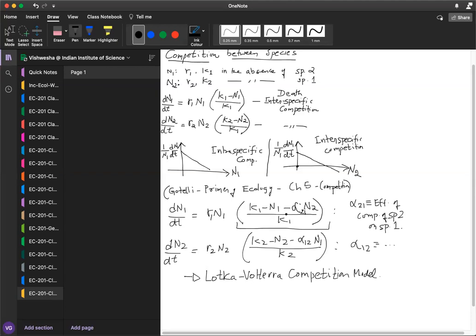So for a given value of N1, when N2 was 0, what's the value of the per capita growth? It will be K1 minus N1 divided by K1, right? That will be this value. Adding any value of N2, however small it might be, is reducing it, right? So it's always negative. It's not a positive contribution. It's a good point you asked, but it's not a positive contribution.